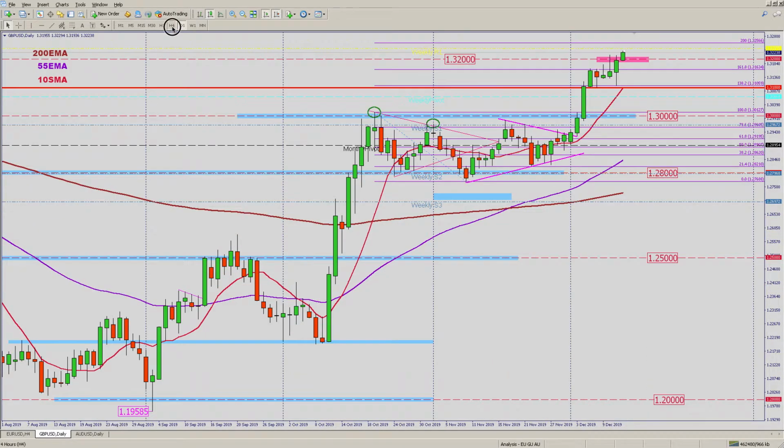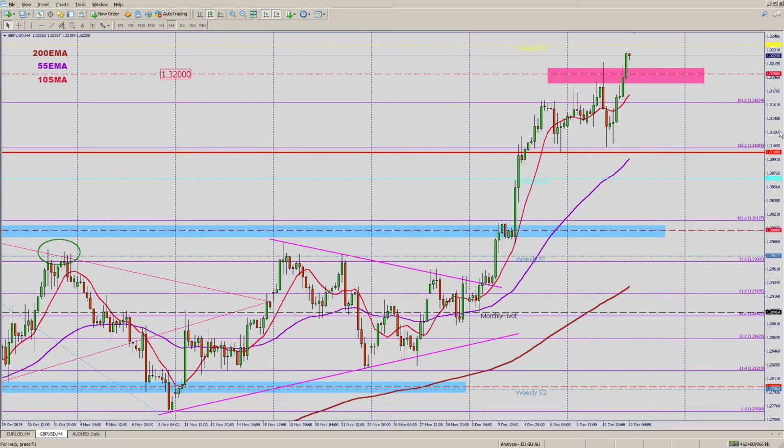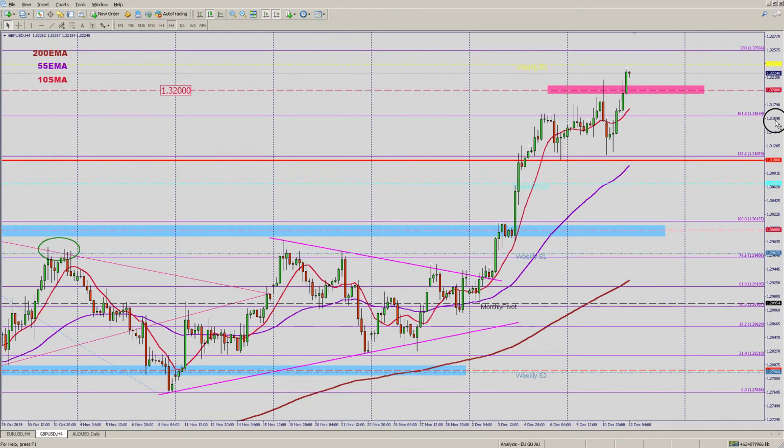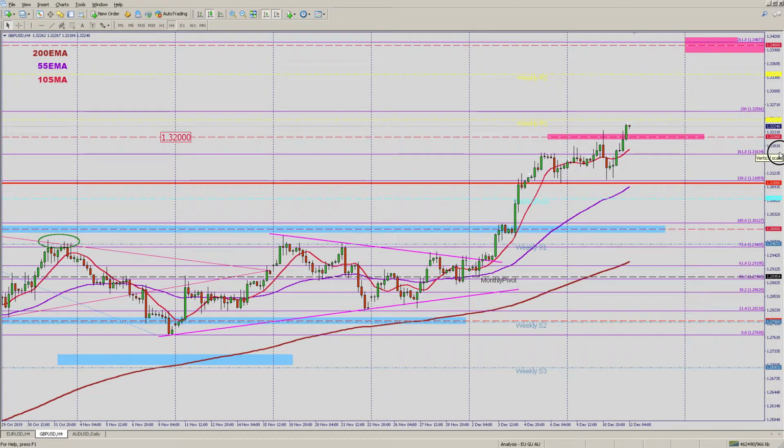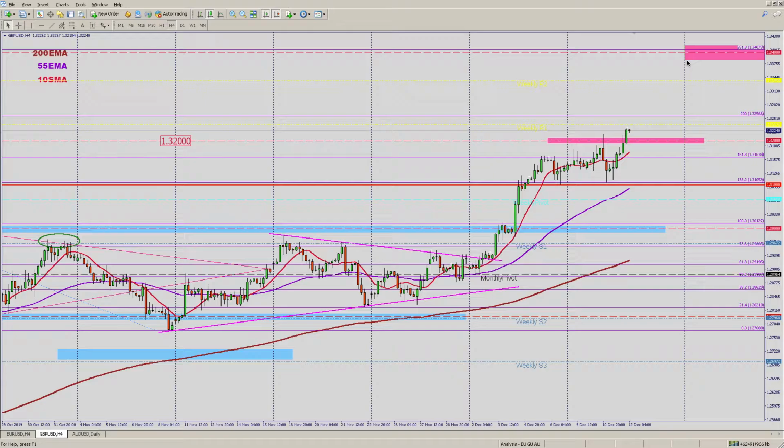Let's move back to the 4-hour time frame, and it has climbed through, pushed through the 132 intermediate zone. That could be a support for now, and a couple of key target levels.